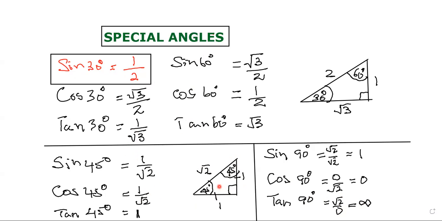these ratios. For 30 and 60, you have to memorize only this ratio. For 45, you know that these two sides are equal. Put 1 and 1, then root 2, then you can do this. So sine, cosine and tan 90 also can be done using the ratios. So this is a very easy method for calculating special angles. These ratios are exact values, not decimals.